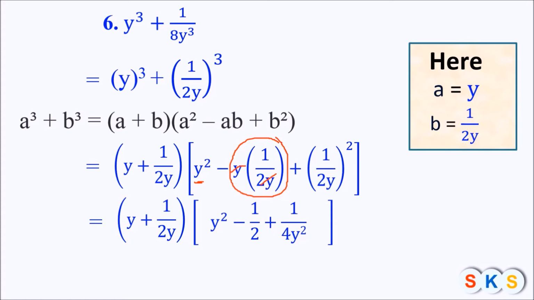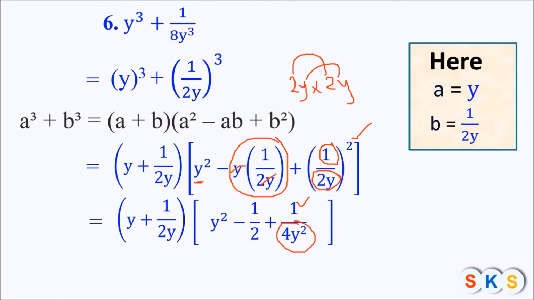Let's see how we got here 1 upon 4y square. Square of 1, you can see here 1 square. 1 square means 1 into 1, so 1 into 1 is 1. And 2y the whole square. 2y the whole square means, you can see on the screen, 2y into 2y. So 2 into 2 is 4 and y into y is y square. So square of 2y is 4y square.